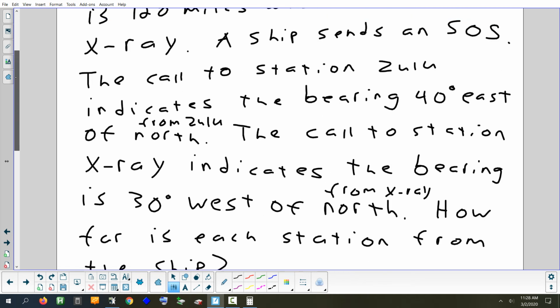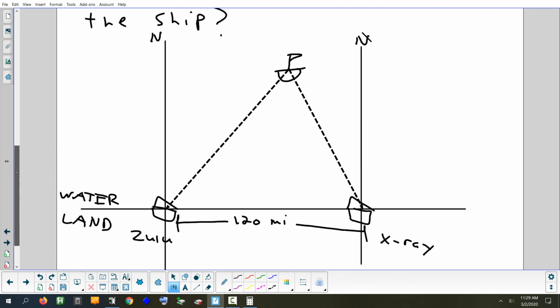So it says the call, or you could just substitute call for the beam of light. So Coast Guard Station Zulu sees the beam of light 40 degrees east of north. So which way is that? To the right. And where would the 40 degrees go? Right, on the top, above the dotted line in between north. 40 degrees east of north. Now the other one I know is west of north, but I don't remember what it was. 30.